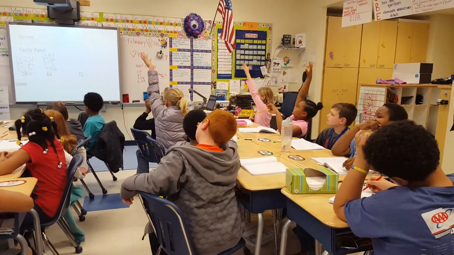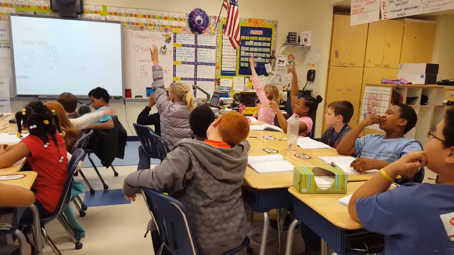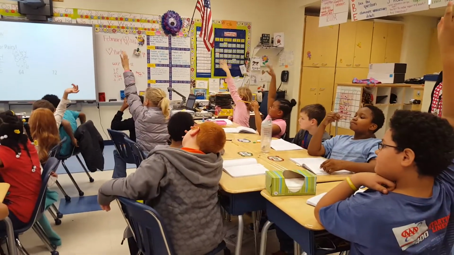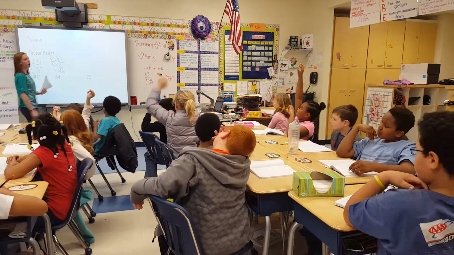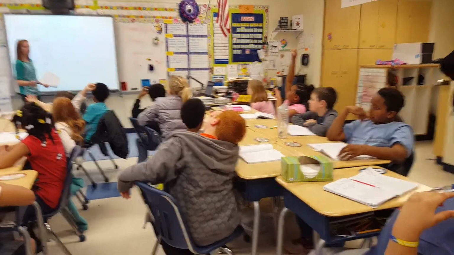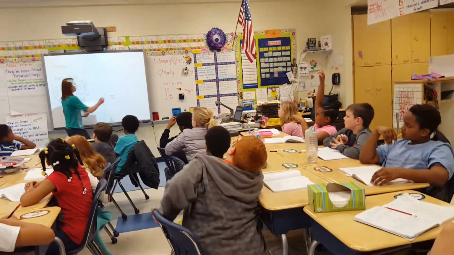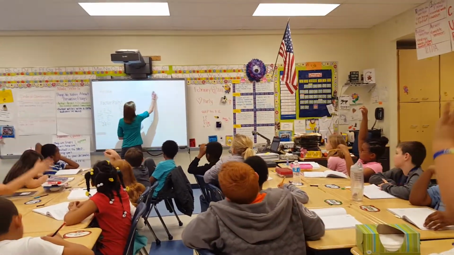All right, 72. All right, now this one is a big one. We got to really think about this. We should go in order from 1 to the biggest for this one. Here, so what's our first one? The hardest one. What is it? There it is. 1 times 72. What's our next one?